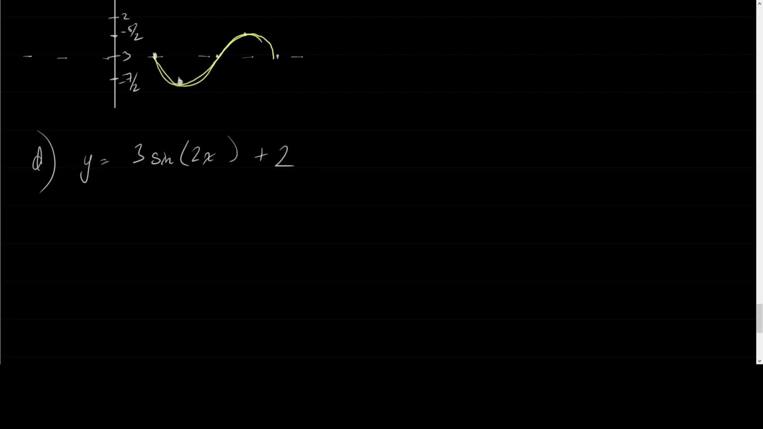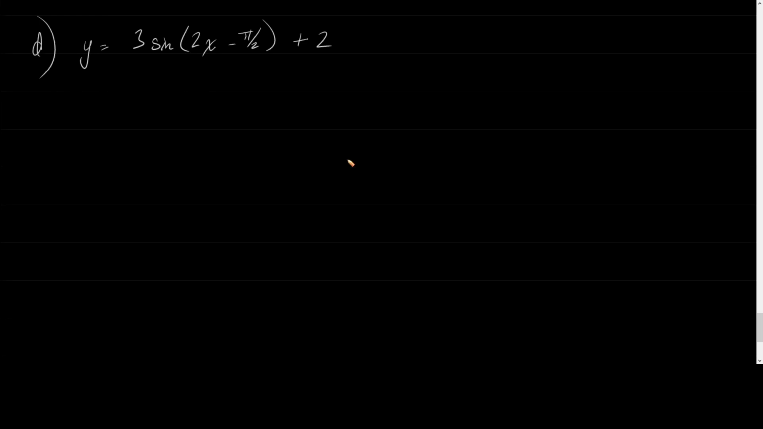Now, actually, I'm going to change this up a little bit. Let's say that it was 2x minus pi over 2, and then that plus 2. All right. So let's go ahead and get started.